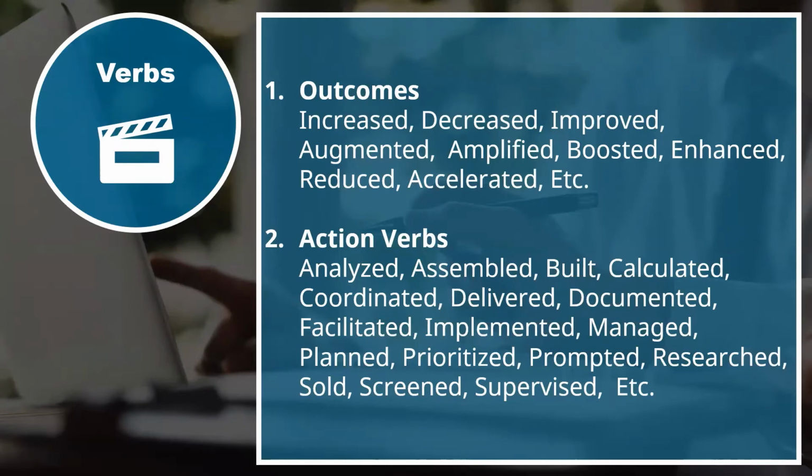And then action verbs. These are things that you actually did. This is skills. So did you analyze something? Assemble something, build something, calculate something, coordinate, document something, managed something or people or projects, planned, prioritized, etc. So you always want to start off your sentences with a verb, either an outcome verb or an action.